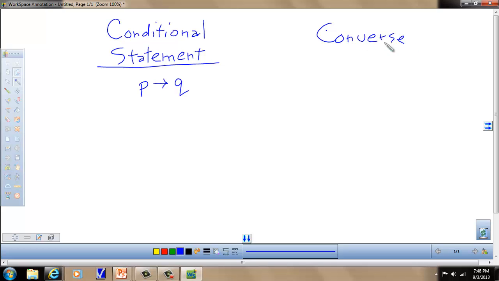The converse is found by simply switching the Q and the P. So we would write Q implies P, or we would write if Q, then P. So all we're doing is switching those around. The next statement would be the inverse. And I'm going to write the inverse over here.